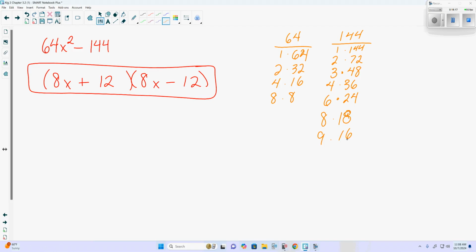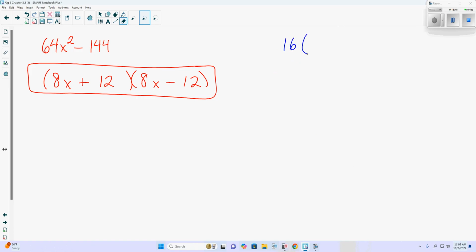Well, I was just looking at all the factors because, again, this is a way that we can get to that. So what's the biggest number that goes into both of these? 16 is the biggest factor of both. That's one way to get to the greatest common factor. So what we could do is actually factor the 16 out. So I'm going to erase all this here. So we could say 16. If we divide 64x squared by our 16, we have 4x squared minus 9.